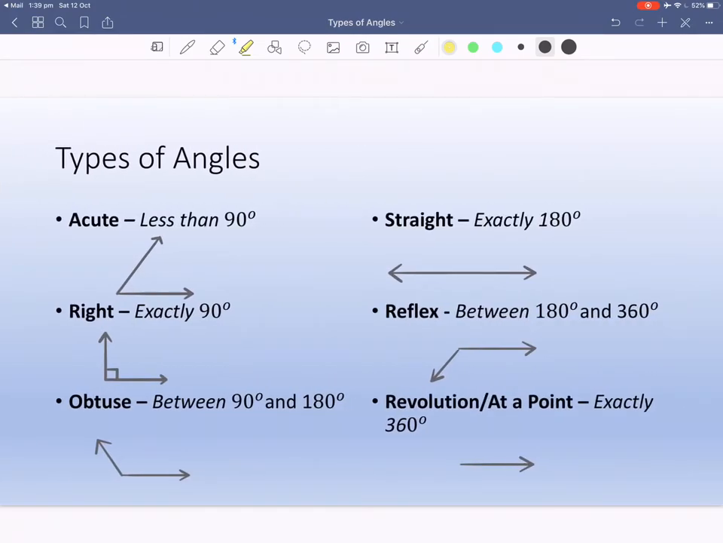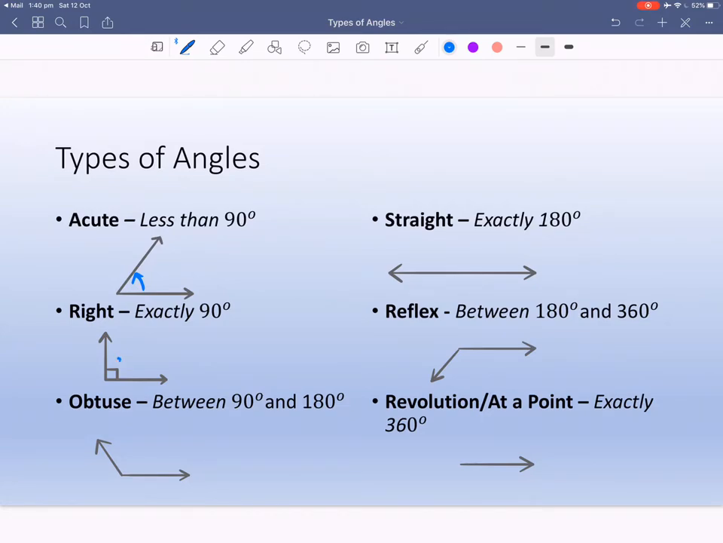Okay, so the first thing we need to write down is the type of angles. So this is all the definitions, all right? So these are all the types of angles that there is. The first one is acute, and that's any angle that is less than 90 degrees, okay? Less than 90 degrees. So copy that down and even put the example down.